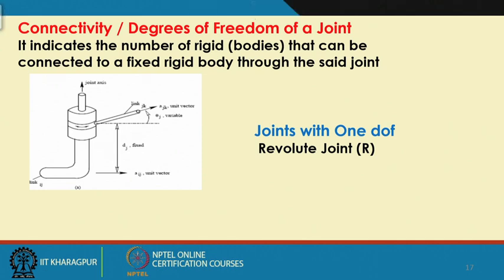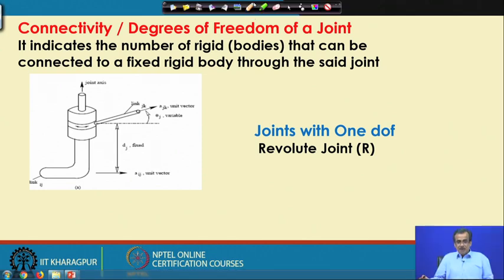Now, here I am going to discuss in detail the revolute joint. As I told, it has only one connectivity and one degree of freedom, because I can connect only one output link with the input with the help of this joint. One very simple example of this type of revolute joint is this particular joint. So, this is a revolute joint. Here you can see that this is the input side, and this is the output link.